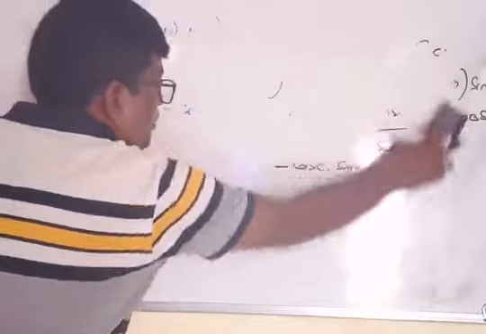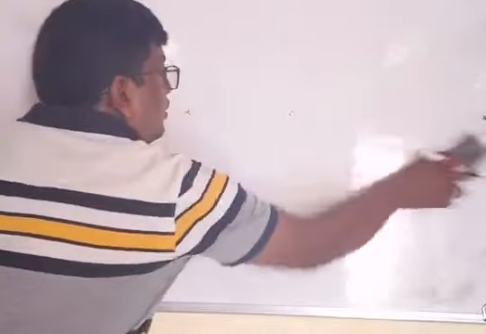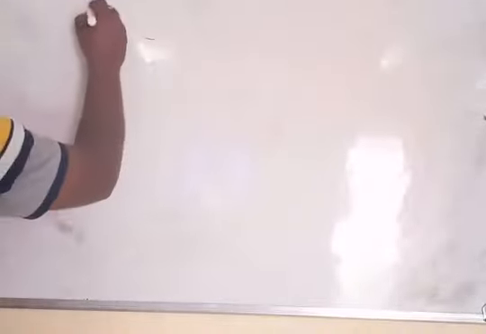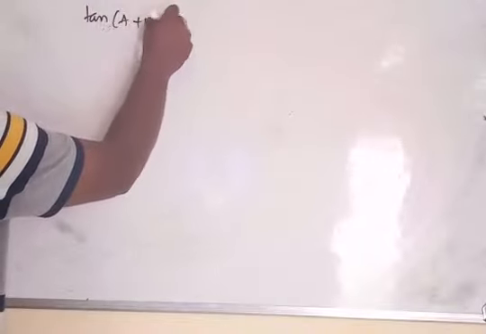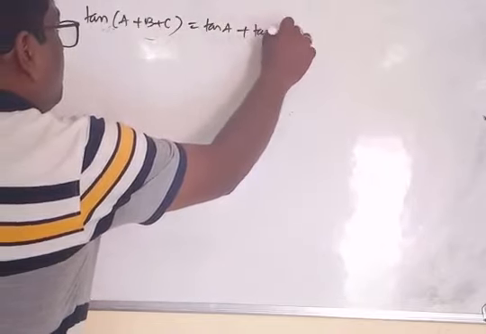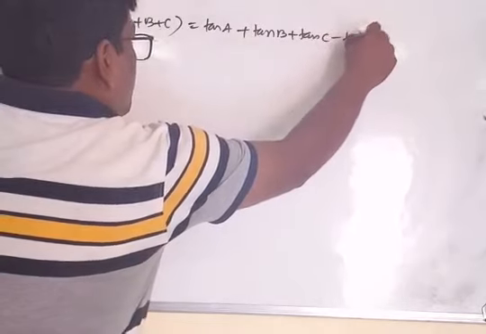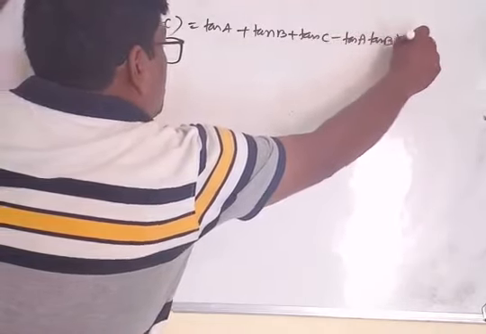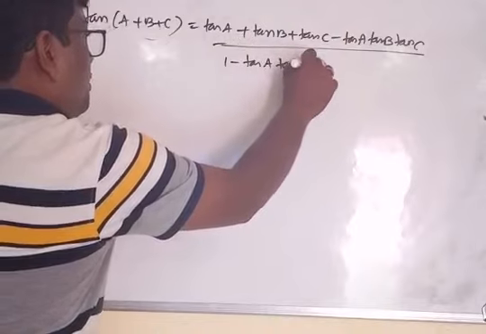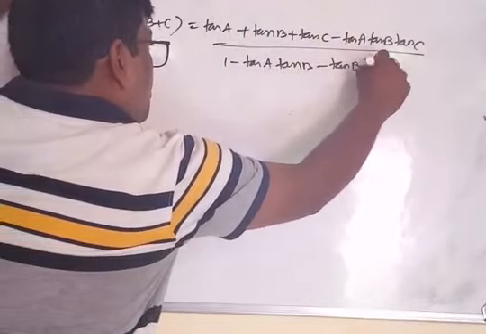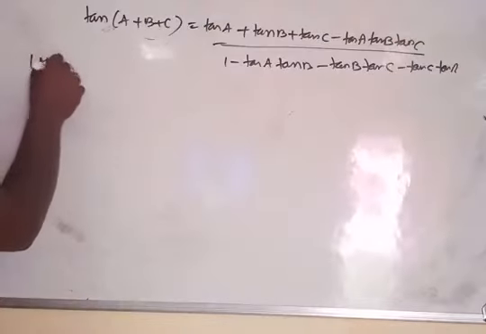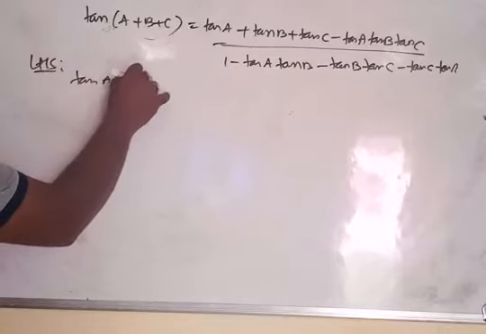Now tan of a plus b plus c. The formula for tan of A plus B plus C is equal to tan A plus tan B plus tan C minus tan A tan B tan C, whole divided by 1 minus tan A tan B minus tan B tan C minus tan C tan A. Left hand side: tan of A plus B plus C.